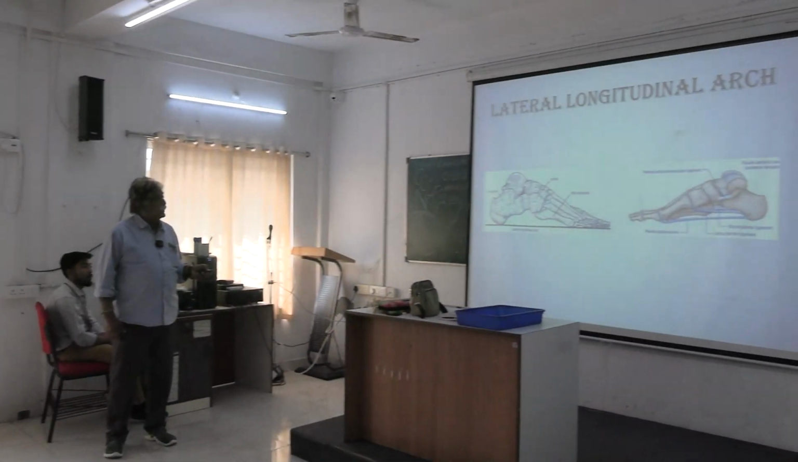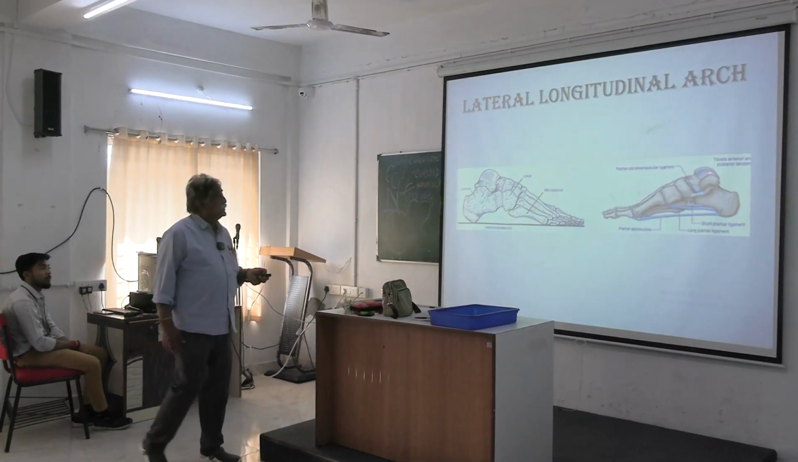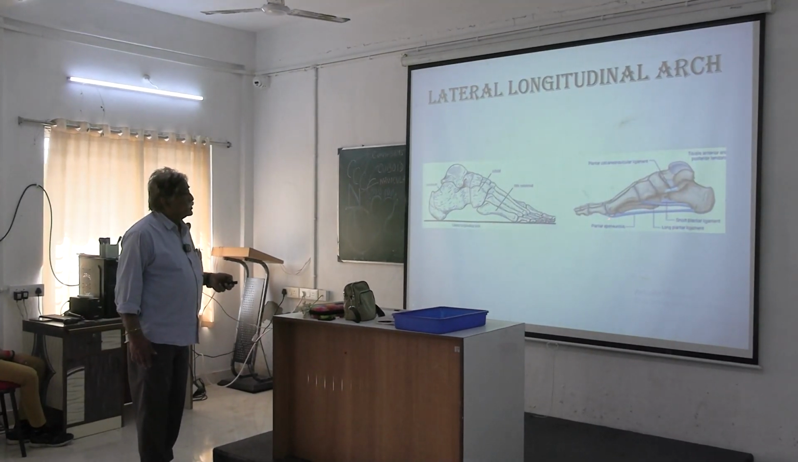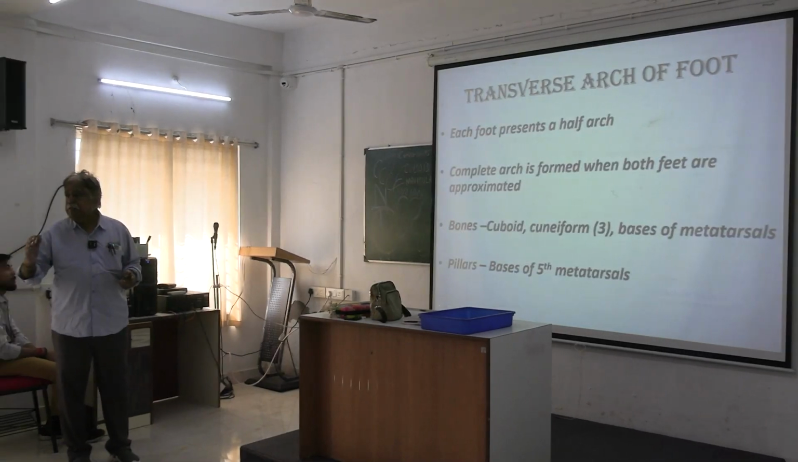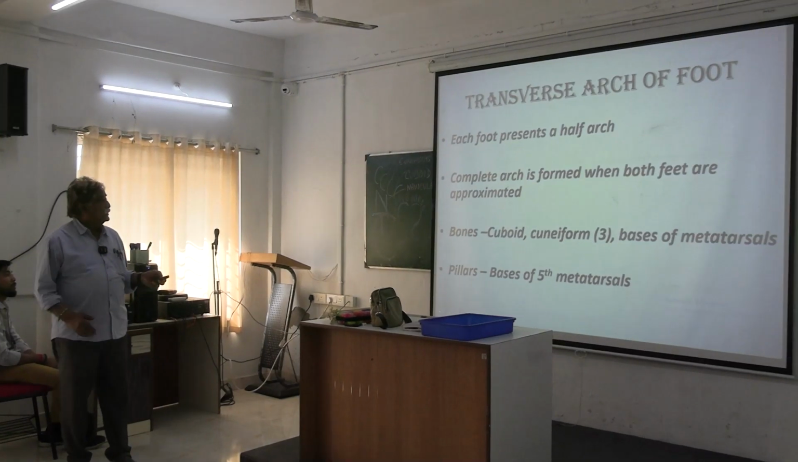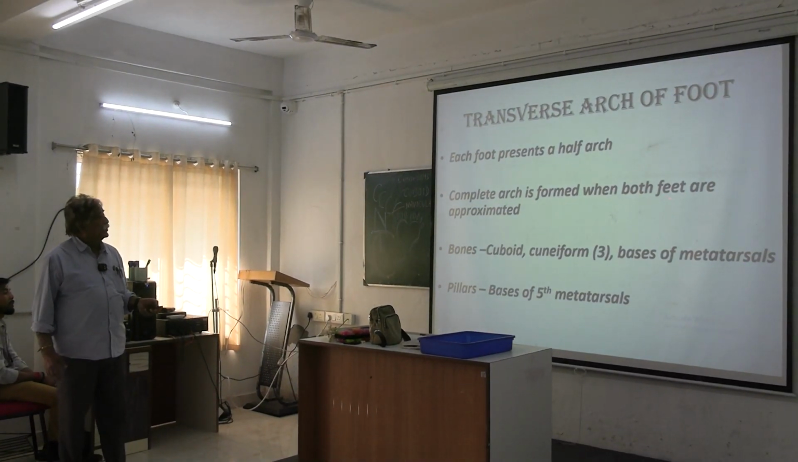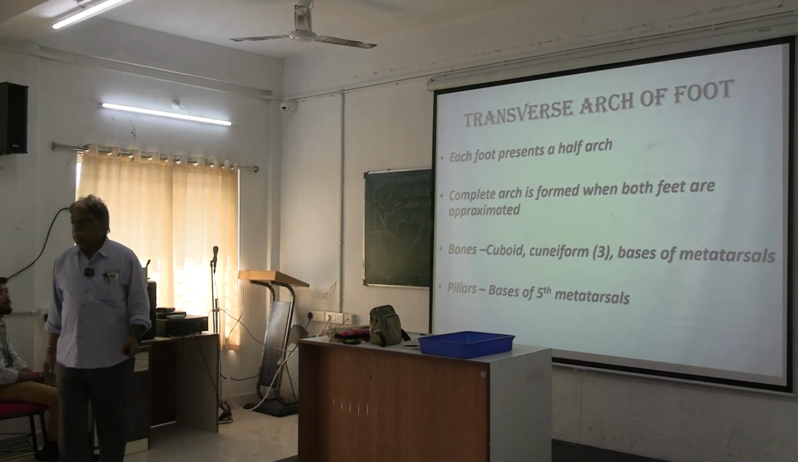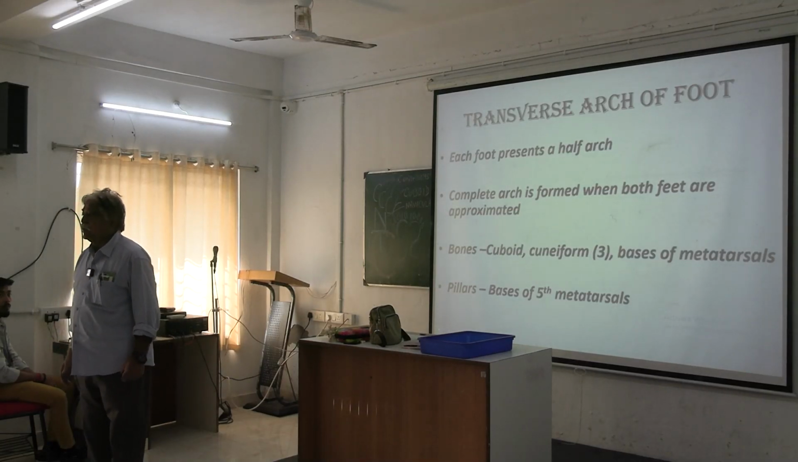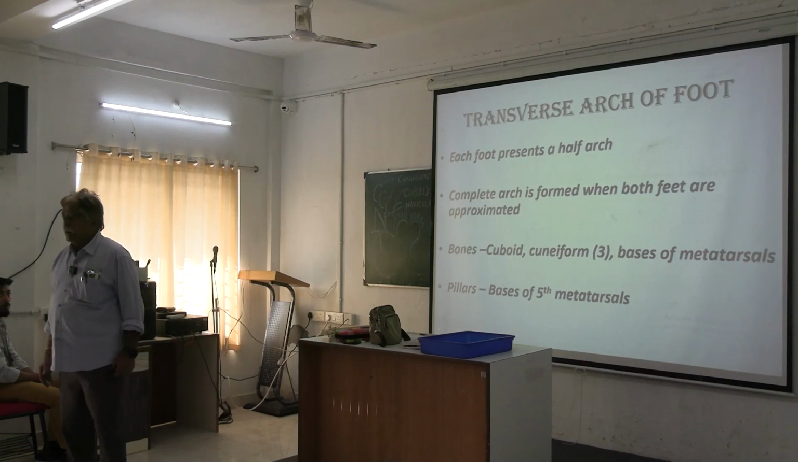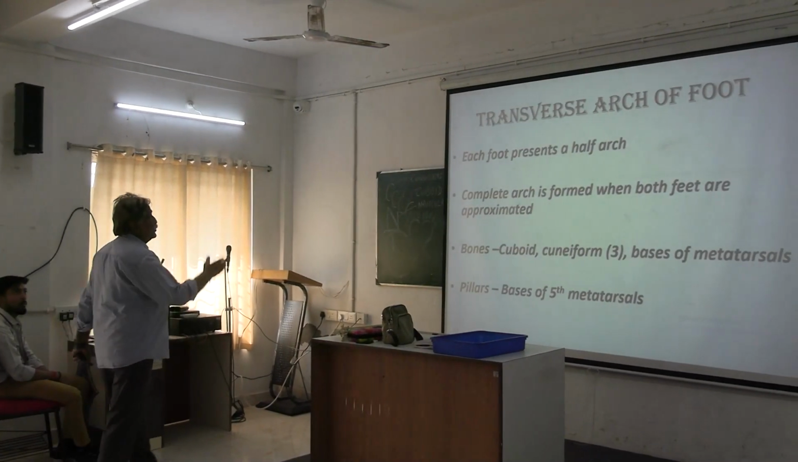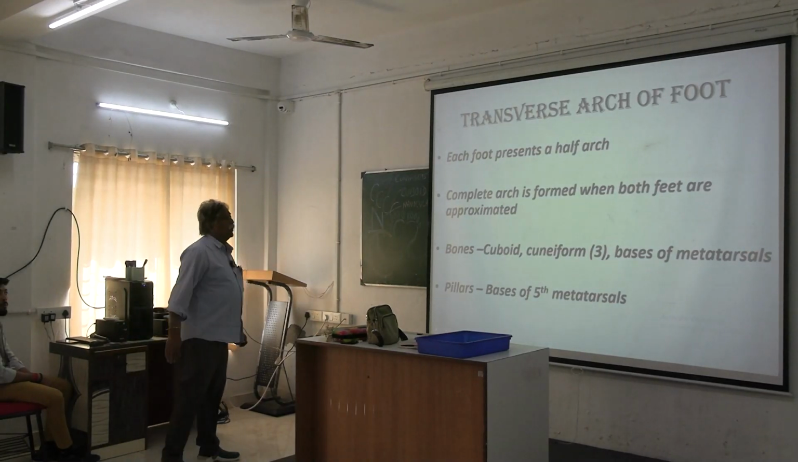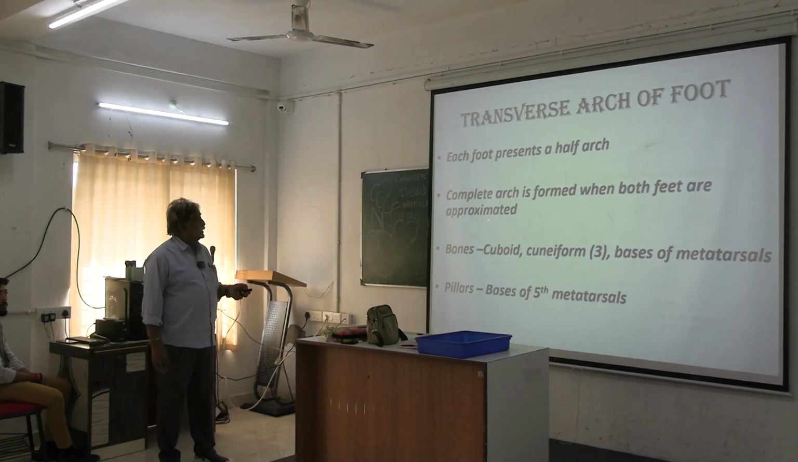Now you can see the lateral. See, these are the supports. Transverse arch of the foot. Each foot presents a half arch. Complete arch is formed when both feet are approximated. And when they are approximated, it's a complete arch. Each foot presents a half arch. Complete arch is formed when both feet are approximated.